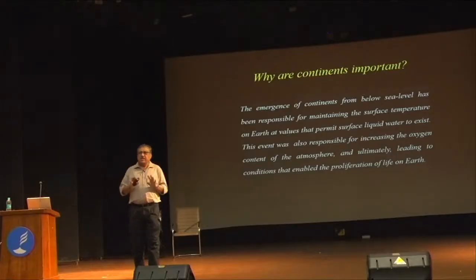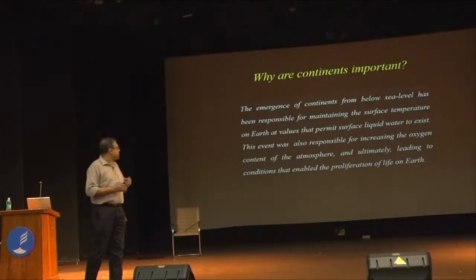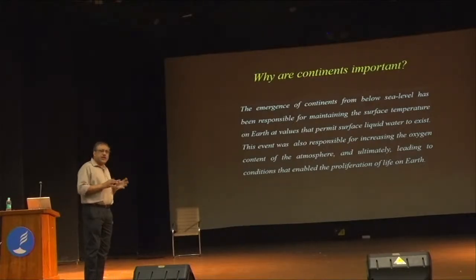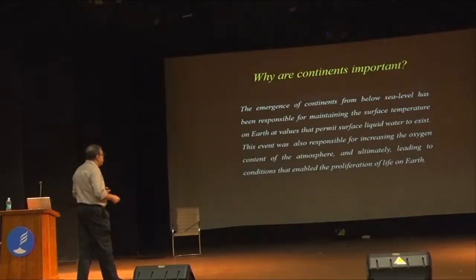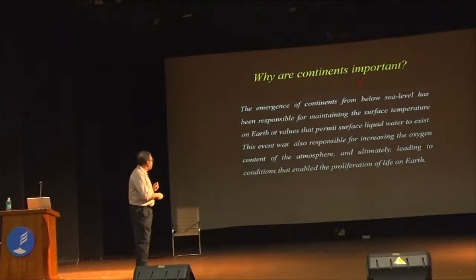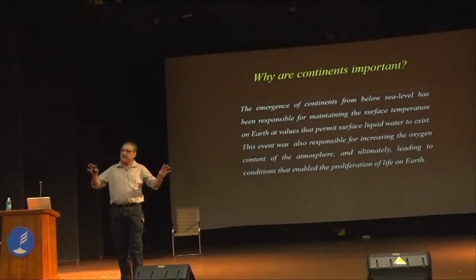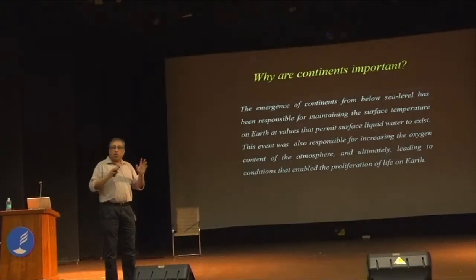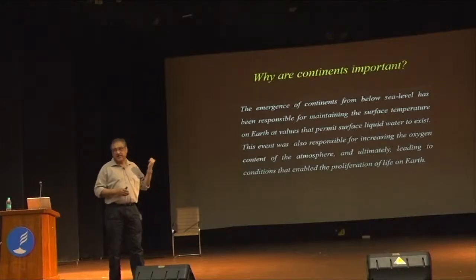Now, why are these continents so important? In the past, we knew there were continents and there were oceans, but for a long time, we never really realized why they were so important. Now, continents, we realize that sometime in the geologic past have emerged from below sea level to above sea level. And this emergence from below sea level has been responsible in a very significant way for controlling the surface temperature of the Earth. Now, the surface temperature of the Earth varies from place to place on the surface, but overall it has maintained an average value that can actually sustain liquid water on its surface, and that has happened at least from 4 billion years.